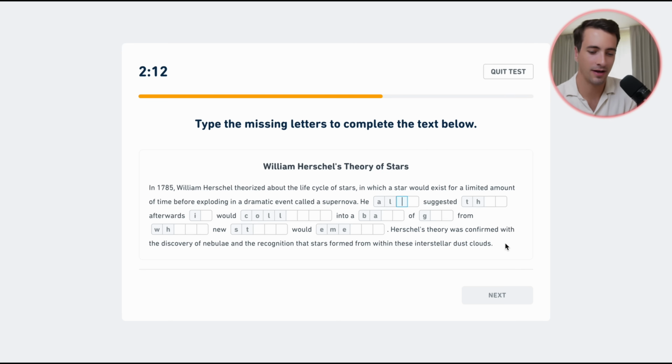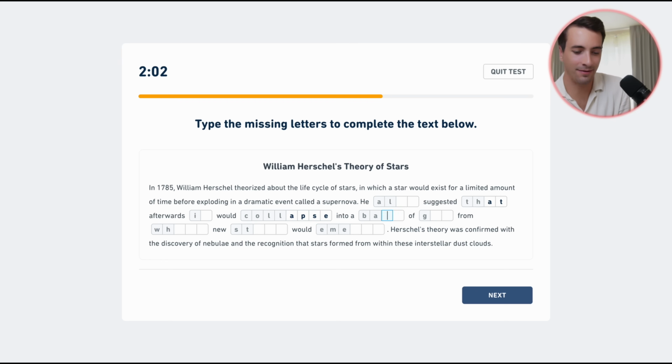All right, so I'm going to leave this first one blank. He blank suggested that afterwards blank would collapse into a ball of blank from which new stars would blank. All right, so I want you to try to get this one.